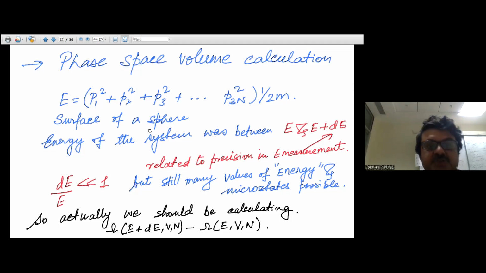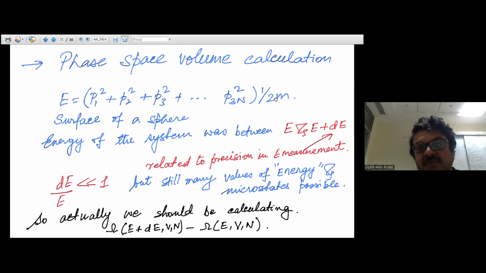Okay, though I keep saying that the energy is fixed at E, actually the energy of the system is to be considered between E and E plus dE. And this dE is related to the precision in the energy measurement. So the system is actually between energy E and E plus dE, because that depends upon the precision with which you can measure the energy.